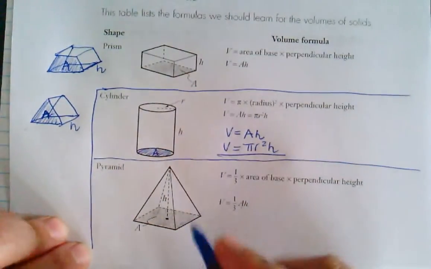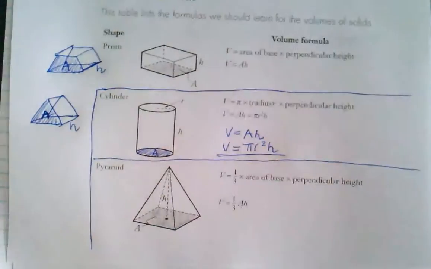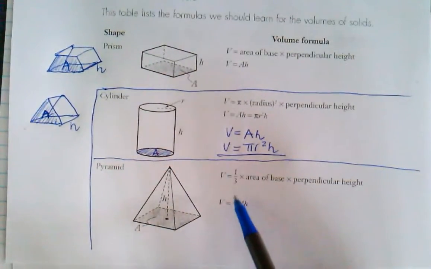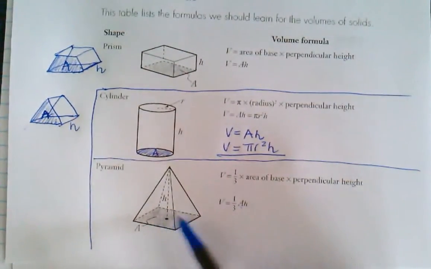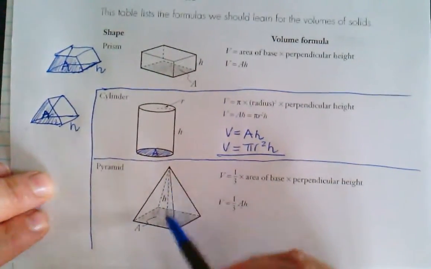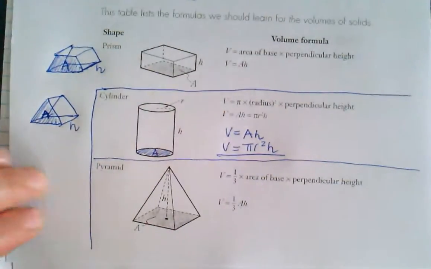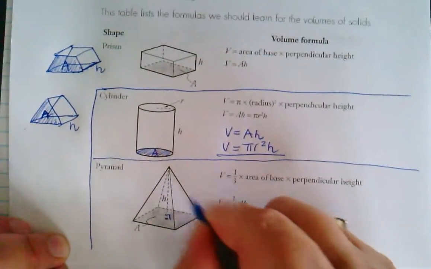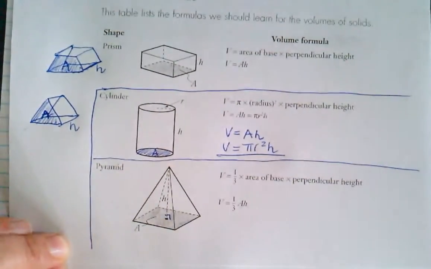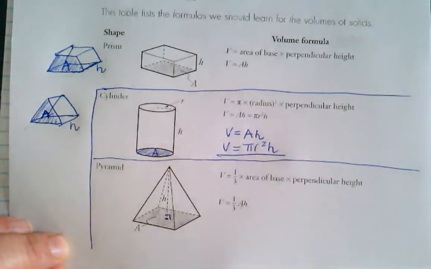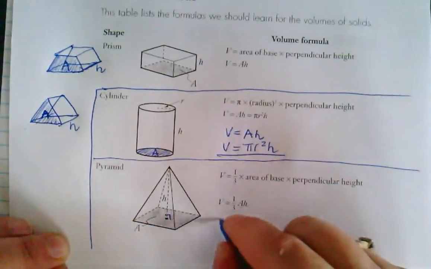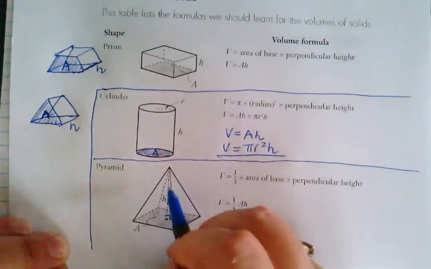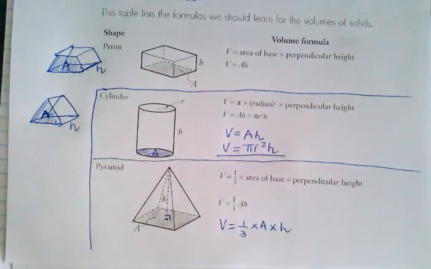The volume of a pyramid is 1/3 times the area of whatever the base is times the perpendicular height, which is the straight up and down height from the middle, not the sides, not the height of the sides of the prism. The perpendicular height, the straight up and down height. Okay? So volume is 1/3 times the area of the base times the perpendicular height.